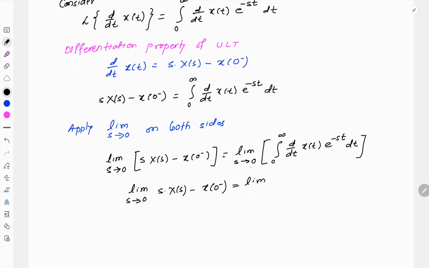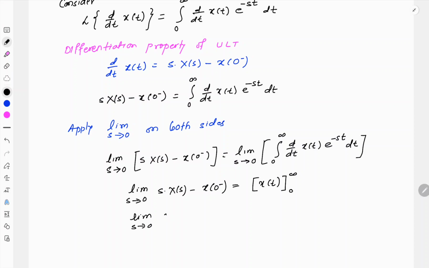Now here apply the limit. So if we apply the limit, here we have only one single term of s which is e raised to minus st. So if we apply s equal to 0, e raised to 0 becomes 1 and the term d by dt and integration cancels out and the only expression remaining in this term is x of t with the limits 0 to infinity.